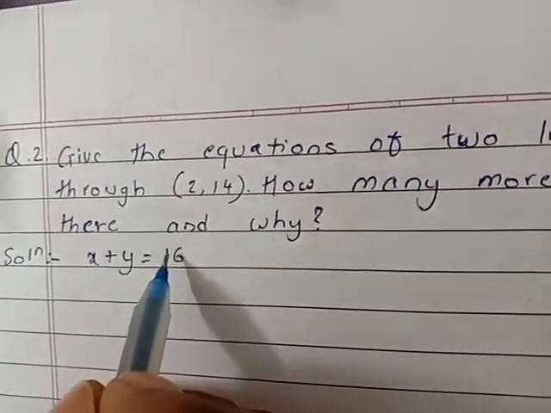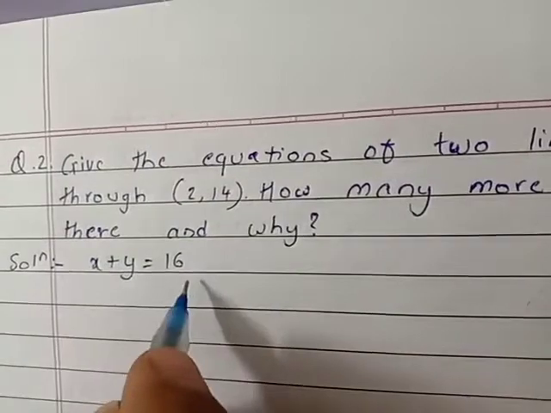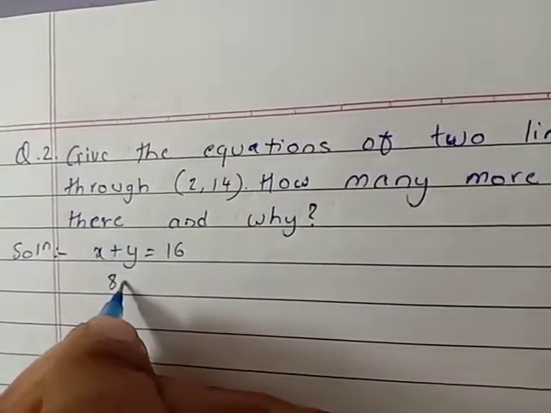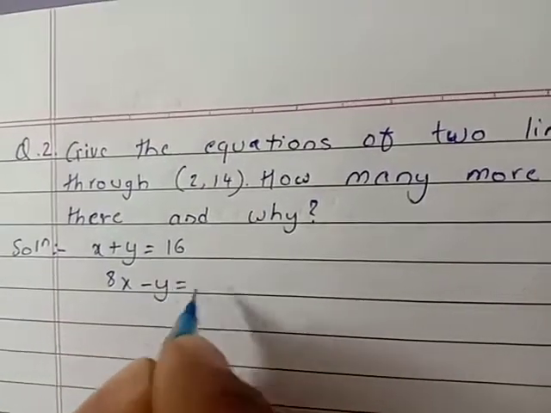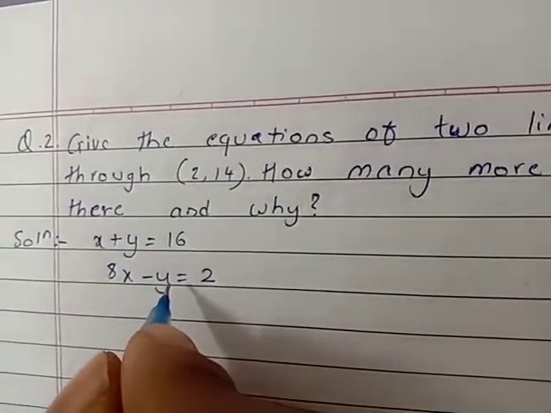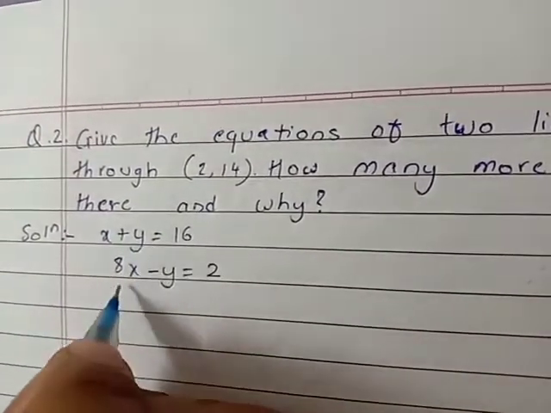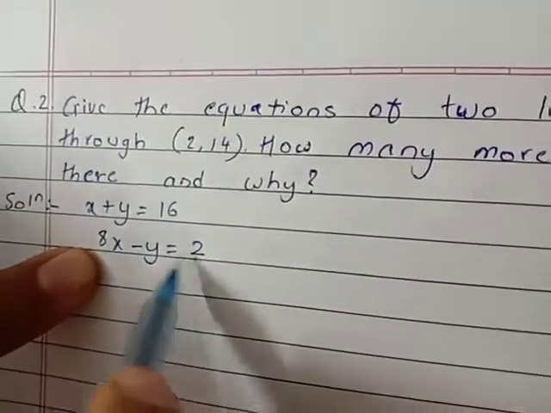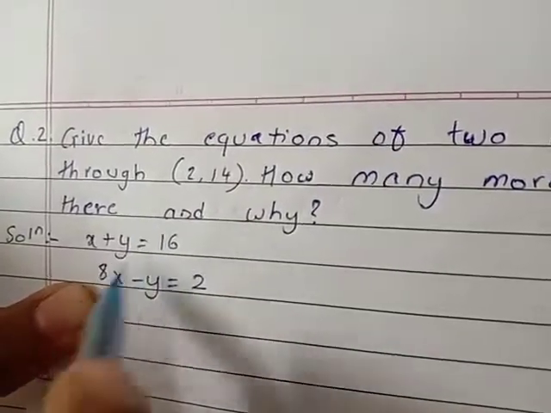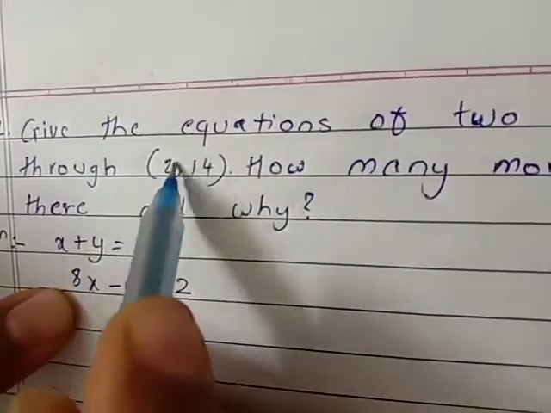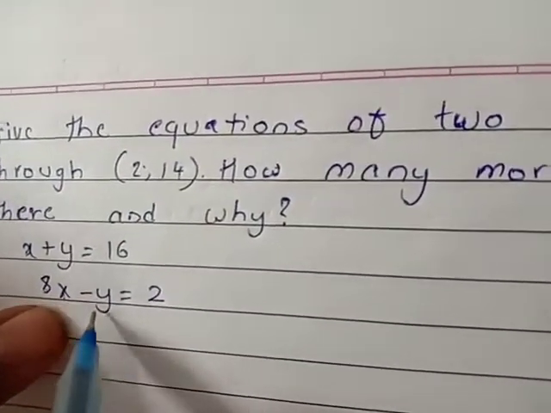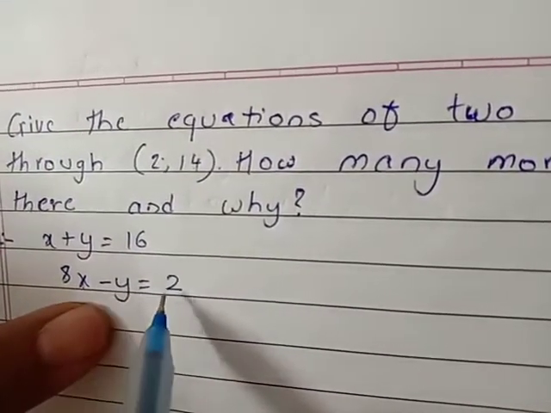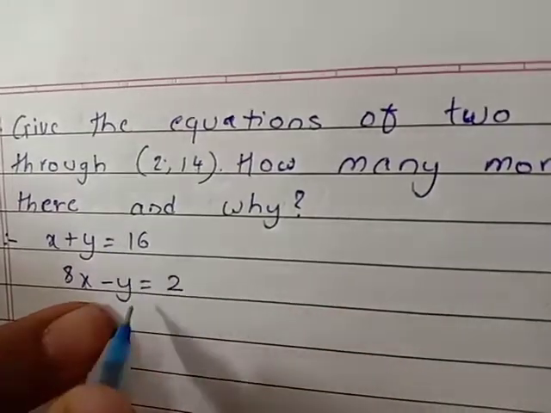And one more equation that can be formed is 8x minus y equal to 2. Now if you want to check, you can verify that 8x minus y equal to 2. How? Put the value of x as 2. So 8 times 2 is 16. 16 minus y's value, which is 14. So 16 minus 14 is 2.